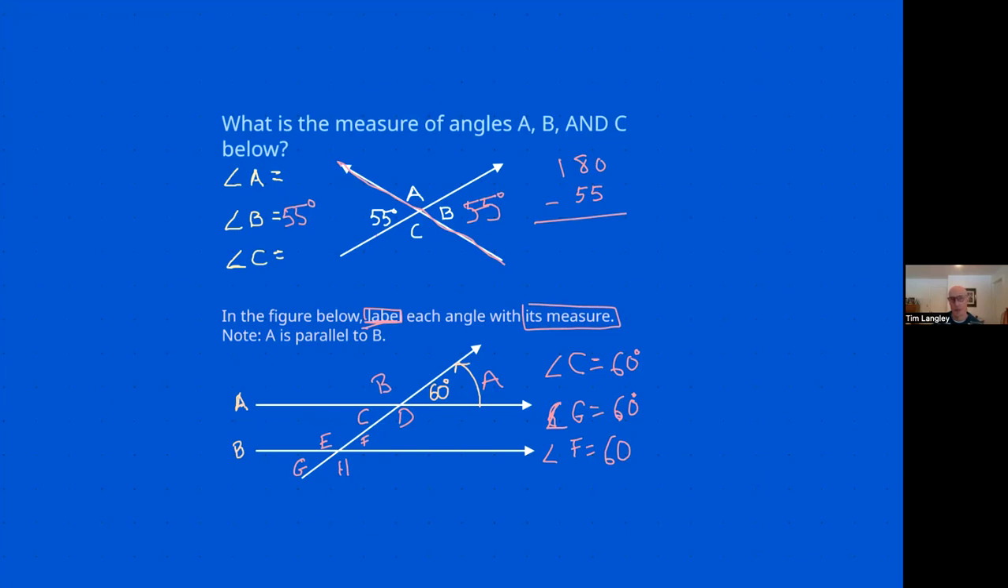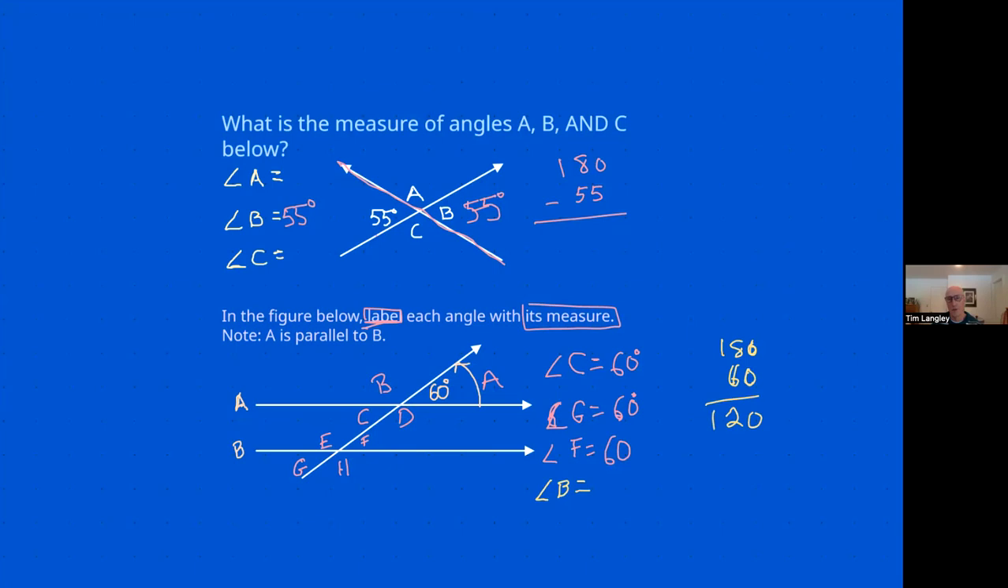If we're just looking at A and B, we know that they are supplements of each other, not vitamins, but supplementary to each other. Supplements add up to 180. So I can go 180 minus 60, and that gives me 120 degrees. So what that tells me is that angle B equals 120 degrees.